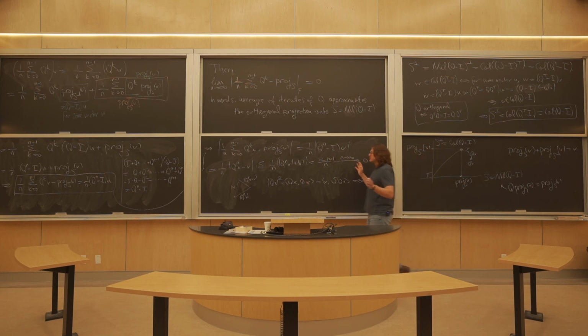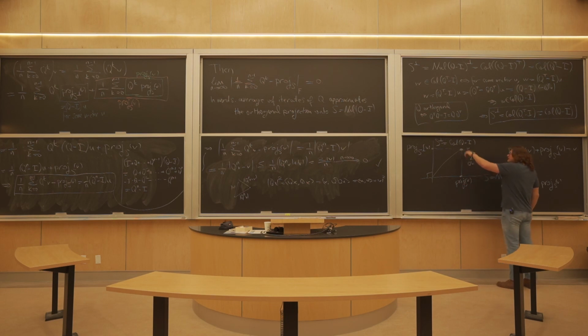This is a more dynamical approach, as you can see. You can take your matrix, apply your matrix to V a couple times, and take the average of these vectors. If your average is over a long enough period of time, that average is going to be approximately proj sub S of V, is what it's saying.